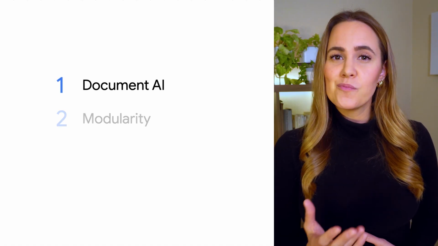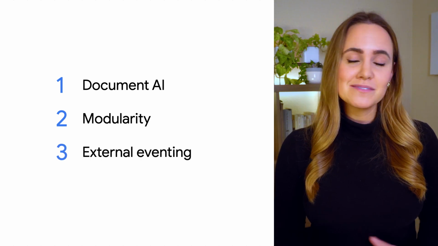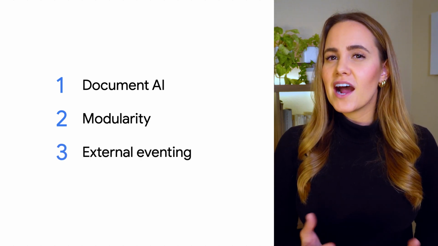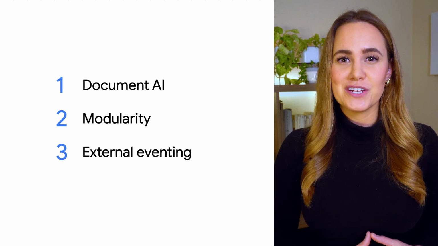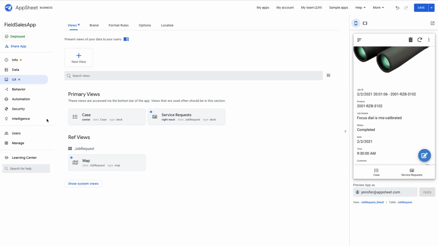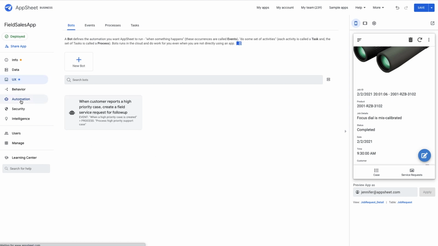While there are numerous possibilities to how automation can shift the burden, there are several components where automation is a rich capability that can help improve efficiency, with document AI, modularity, external eventing, and more. For now, we're going to provide a walkthrough of how quickly you can add intelligent automations. Let's get started. Under the Automation tab in your editor is where you'll find your bots.